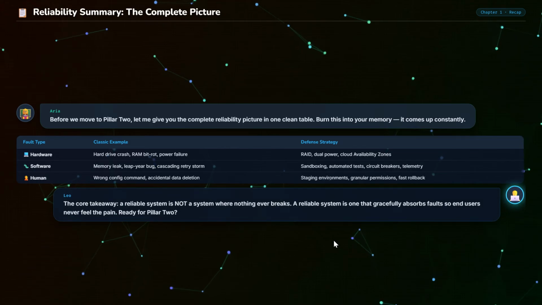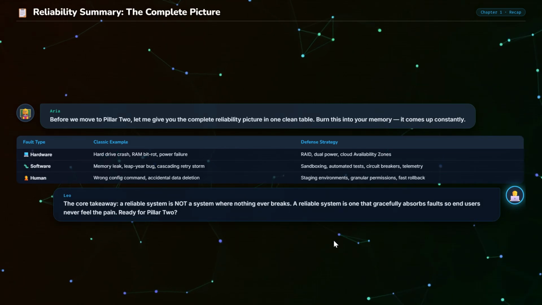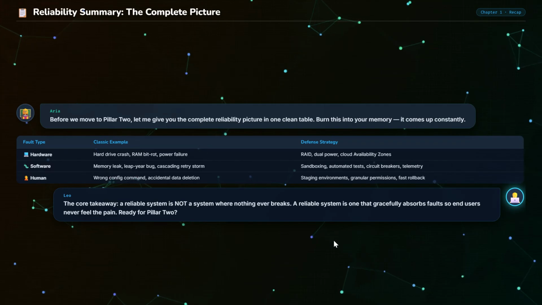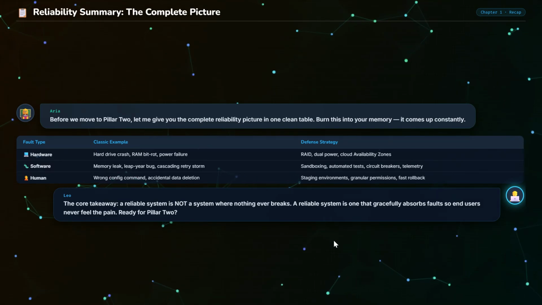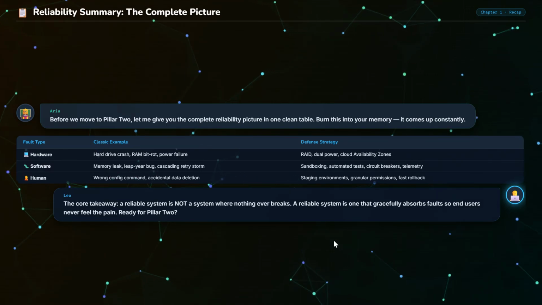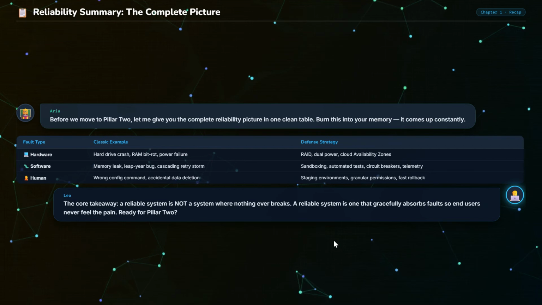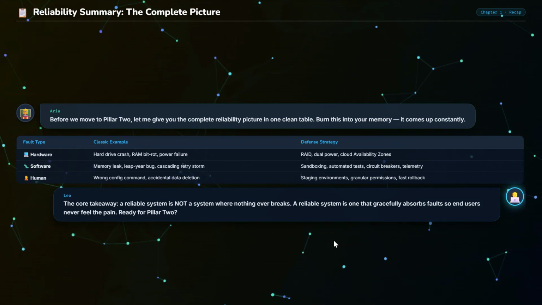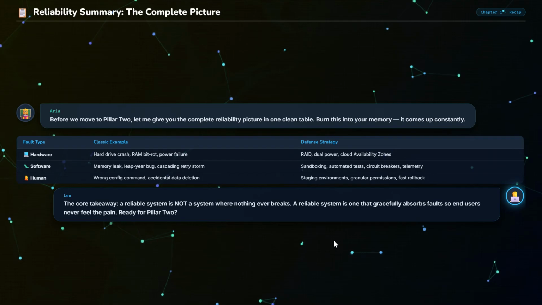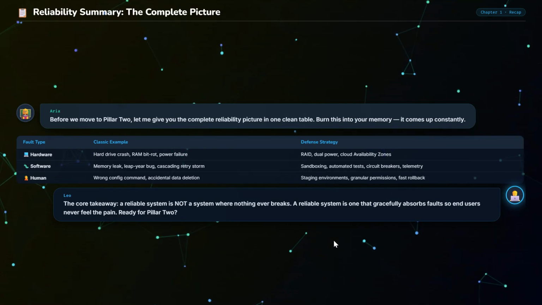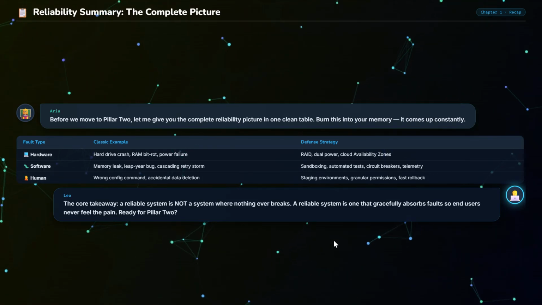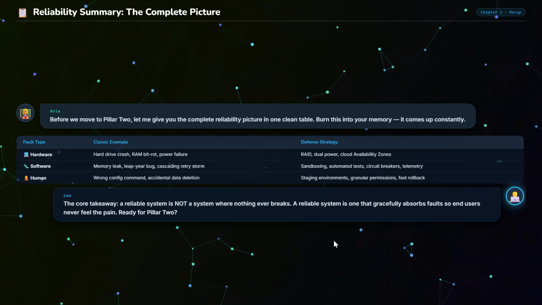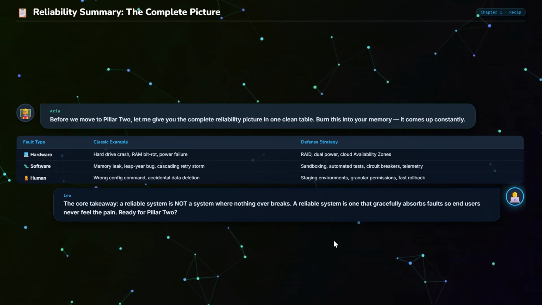The core takeaway from all of this: a reliable system is not a system where nothing ever breaks. Hardware will break. Bugs will slip through. Operators will make mistakes. A reliable system is one that has been designed from the ground up to gracefully absorb all of these faults so that end users never feel the impact. That distinction is the entire philosophy of reliability. Are you ready for Pillar 2?